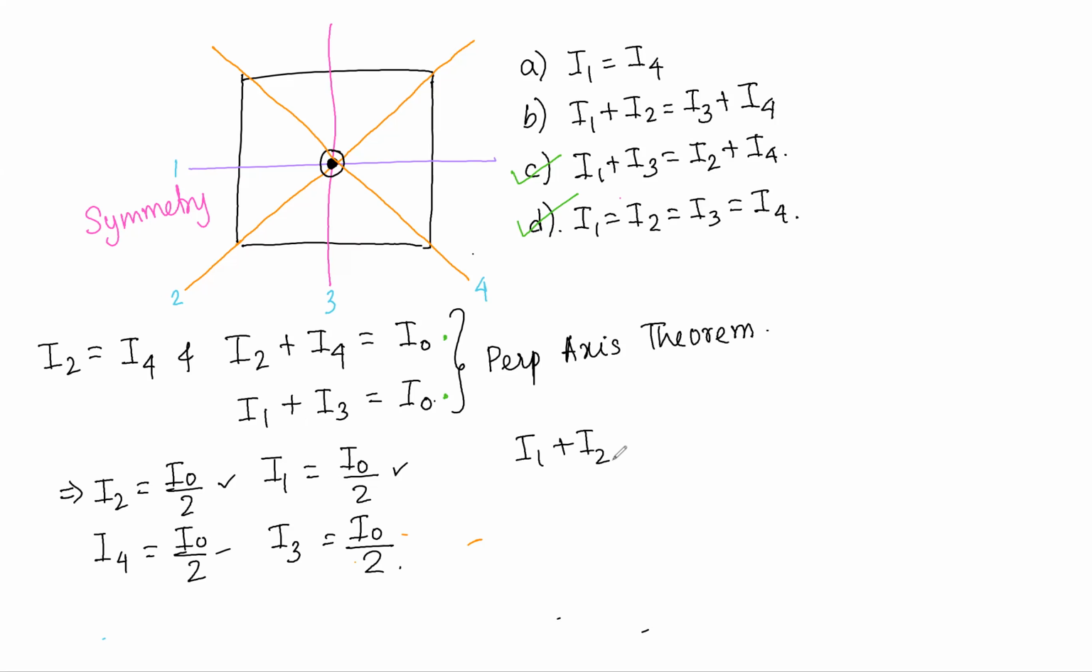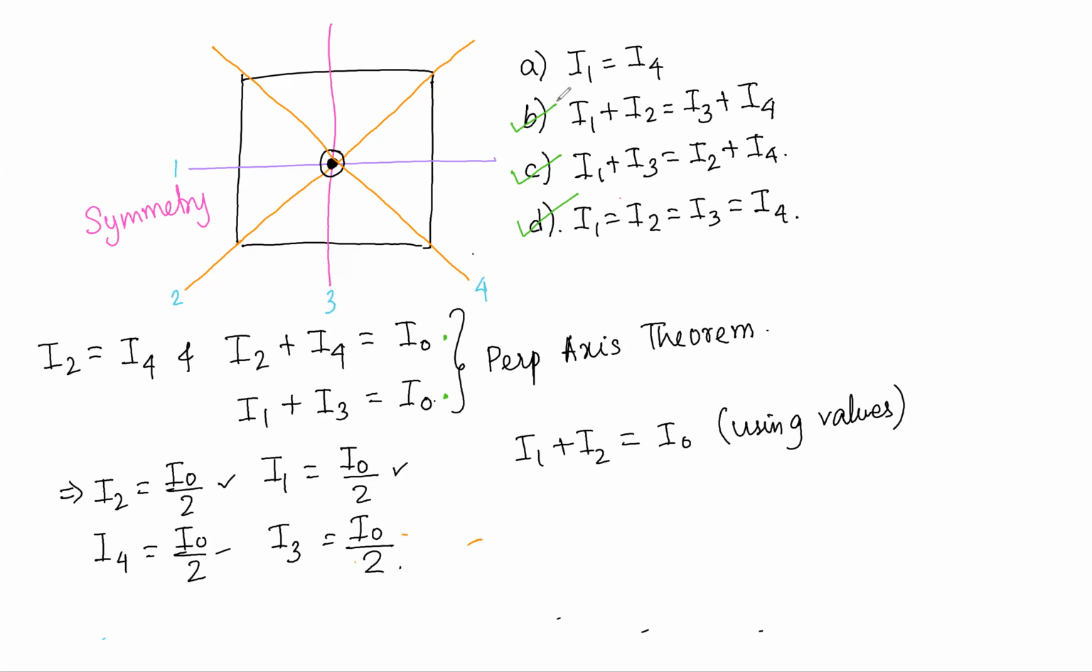I1 plus I2, by substituting the values, by using the values, not by using the theorem. By using the values, it appears to be equal to I0. Same goes for I3 plus I4. So even option B is also correct.